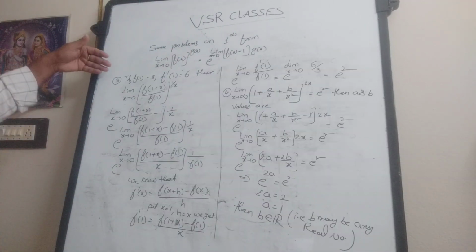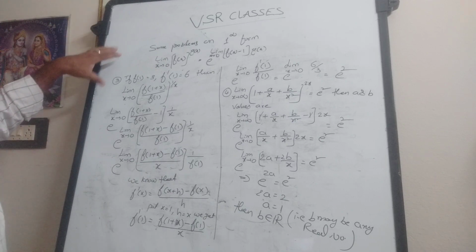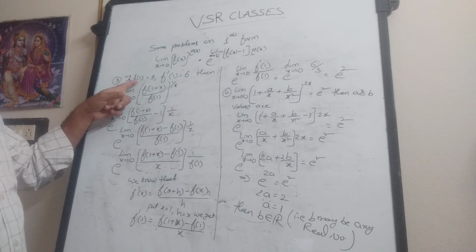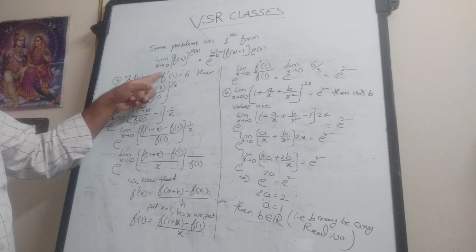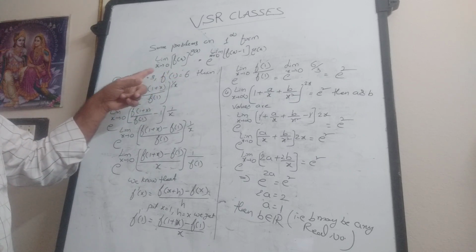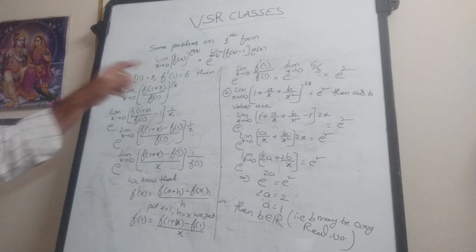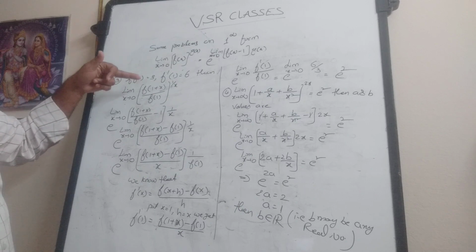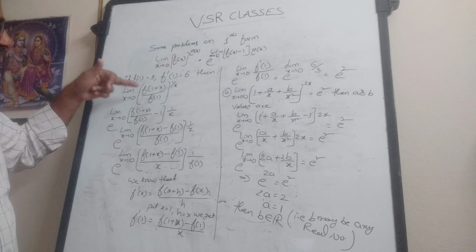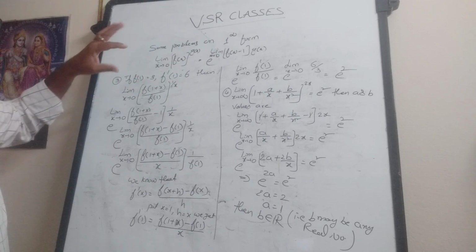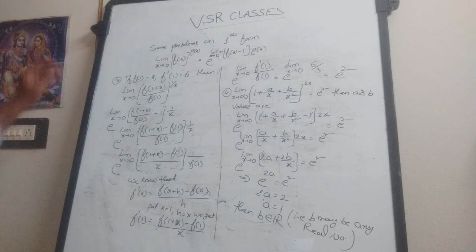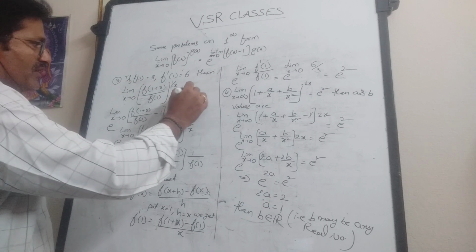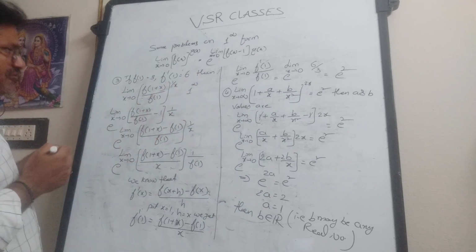Children, listen. This is another question depending on that one, the 1 power infinite form. Now, if f of 1 is equal to 3 and f dash of 1 is equal to 6, where f dash means the first derivative of that function, then what is the value of limit x tends to 0 of (f of 1 plus x divided by f of 1) whole power 1 by x? It is also similar to that one. You will have the 1 power infinite form. Apply the same formula.